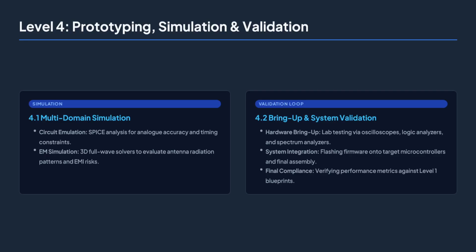Before fabrication, we run exhaustive SPICE circuit simulations, which stands for Simulation Program with Integrated Circuit Emphasis, and 3D electromagnetic solvers at level 4 to catch EMI, or electromagnetic interference, vulnerabilities and timing bottlenecks early in the development lifecycle. Finally, physical hardware bring-up, which is that critical first moment we power on a newly manufactured board to test and wake it up. Uses lab tools like oscilloscopes and spectrum analyzers. We close the loop by verifying empirical performance against our initial level 1 blueprint requirements.